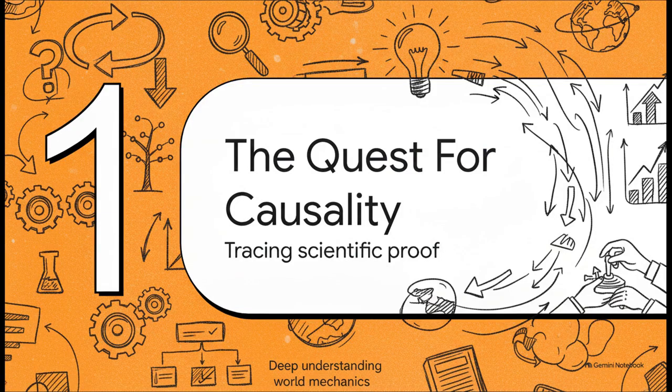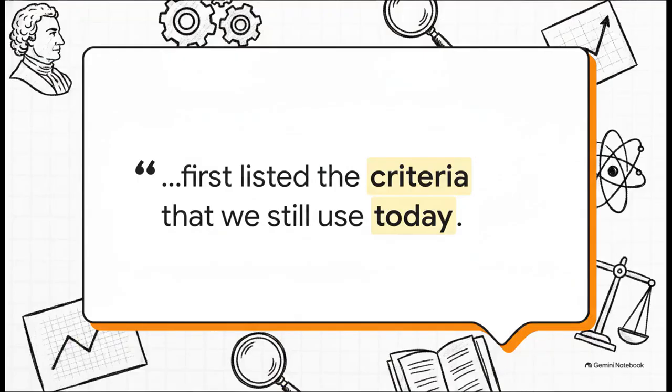Part 1. The Quest for Causality, Tracing the Roots of Scientific Proof. Now, you might be wondering, why are we even on this quest to begin with? Well, because if we can definitively prove what causes an effect, we unlock this incredible ability to predict it, influence it, and really deeply understand our world. And to do this, we don't have to reinvent the wheel. We get to rely on a super rich intellectual history. The philosopher David Hume, along with John Stuart Mill, actually laid out the foundational criteria for causation centuries ago. And get this, those exact criteria still form the bedrock of our scientific methodology today.